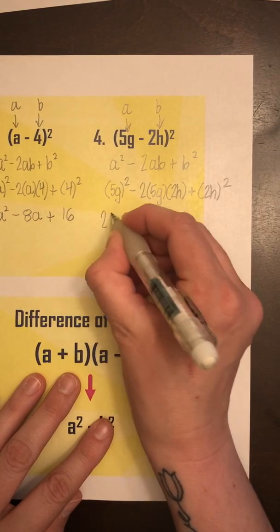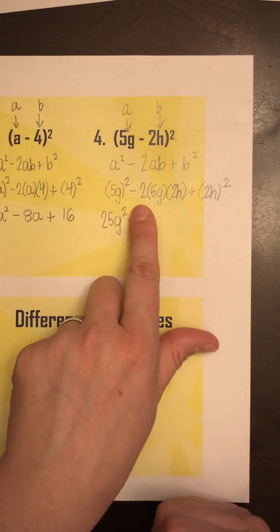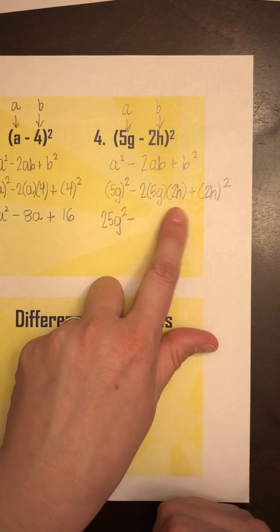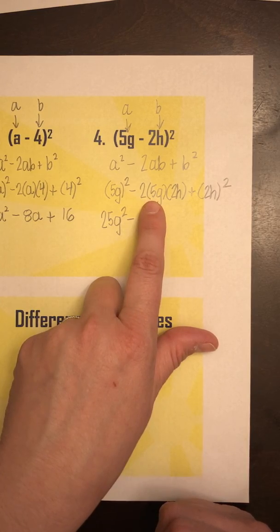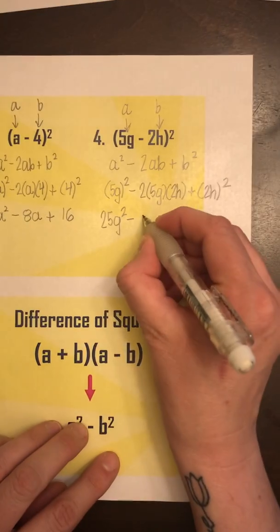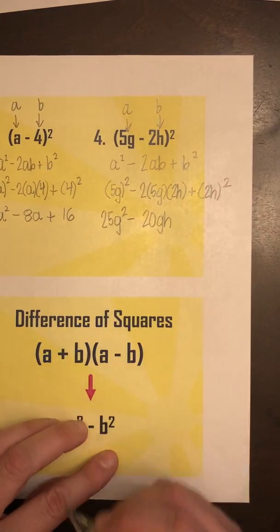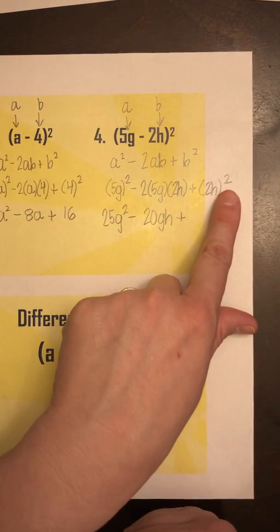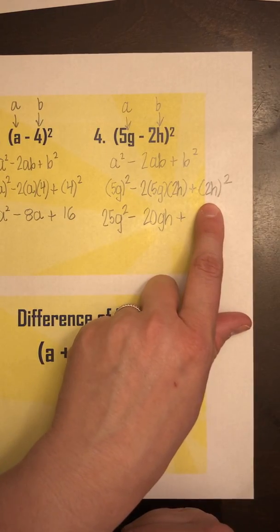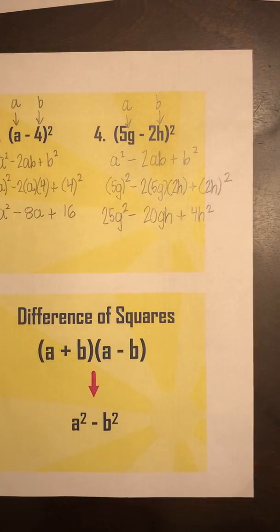So that turns into 25g squared minus, remember this is multiplication, not the distributive property. I'm going to start with the numbers. 2 times 5 is 10. 10 times 2 is 20. And then I'm going to multiply the 20 times both a g and an h. Plus, again, that exponent of 2 has to go to everything inside of the parentheses. And so that turns into 4h squared. All right, so those two patterns were very similar.